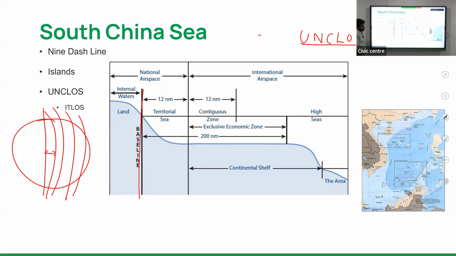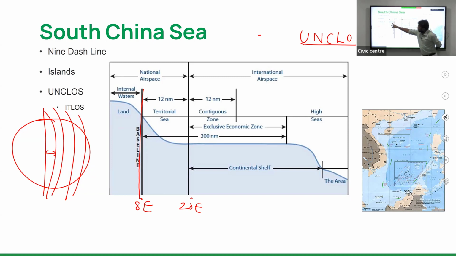Are you clear? So if I say 2 nautical miles, say for example, if I'm taking 8 degree eastern longitude, 12 means 20 degrees eastern longitude. 1 nautical mile is equal to the distance between 1 degree longitude. That's the logic.